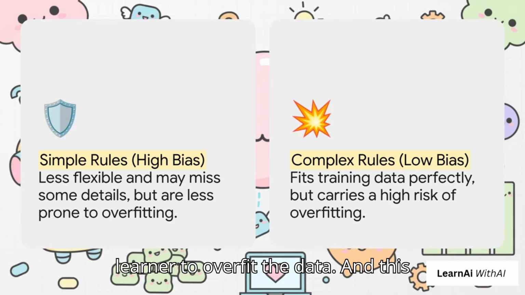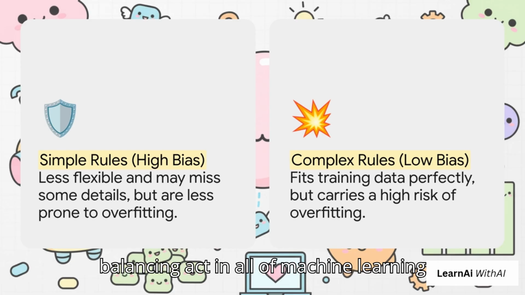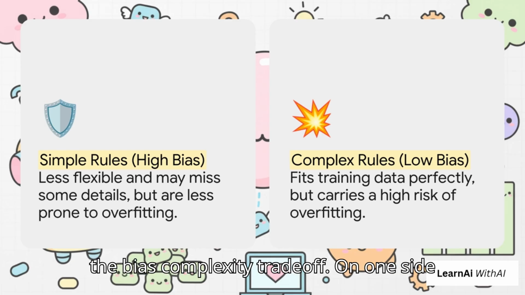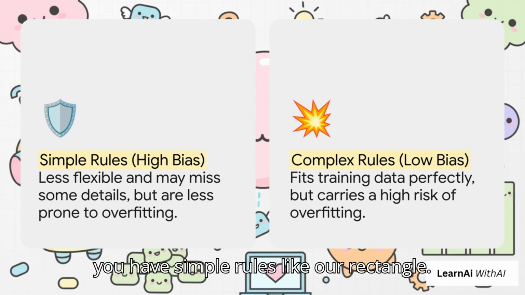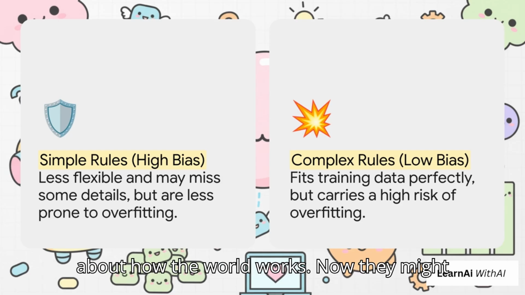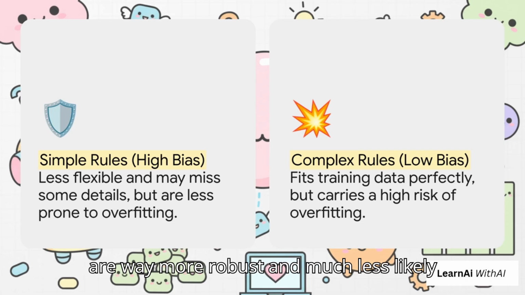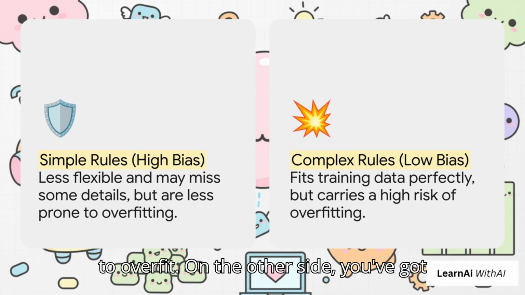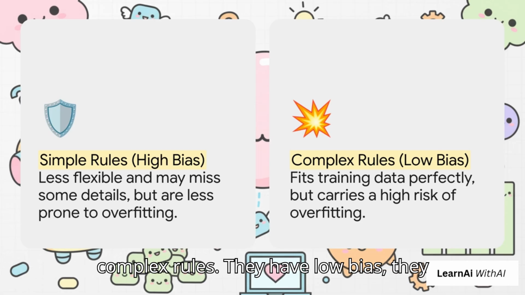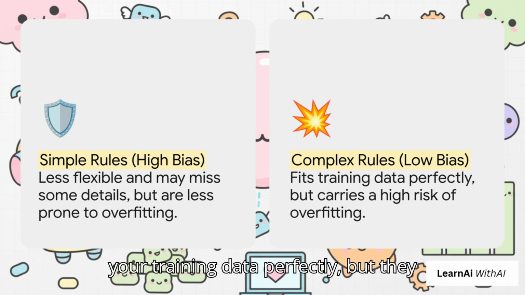And this brings us to maybe the most fundamental balancing act in all of machine learning, the bias-complexity trade-off. On one side, you have simple rules, like our rectangle. We say these have a high bias because they carry a strong built-in assumption about how the world works. Now, they might miss some of the finer details, but they are way more robust and much less likely to overfit. On the other side, you've got complex rules. They have low bias. They don't make many assumptions. They can fit your training data perfectly, but they are living on a knife's edge with a super high risk of overfitting.